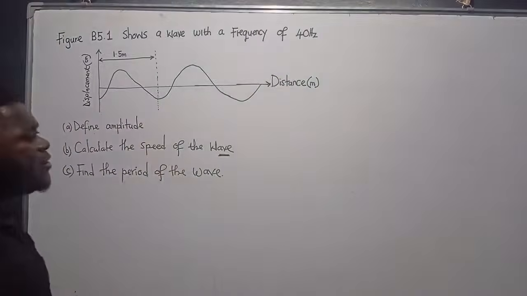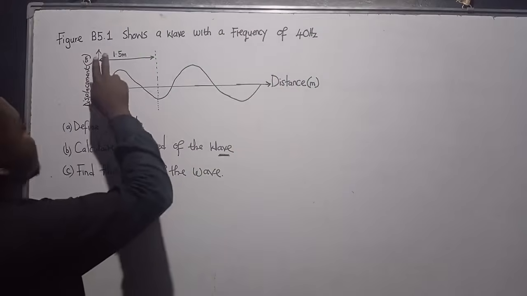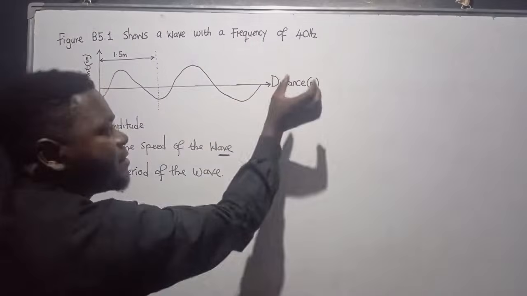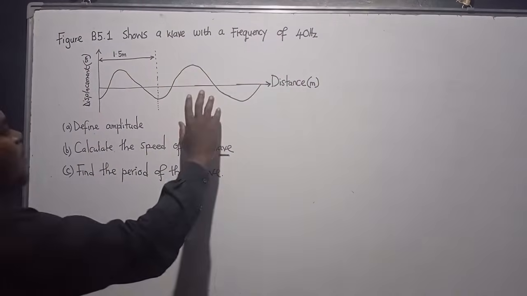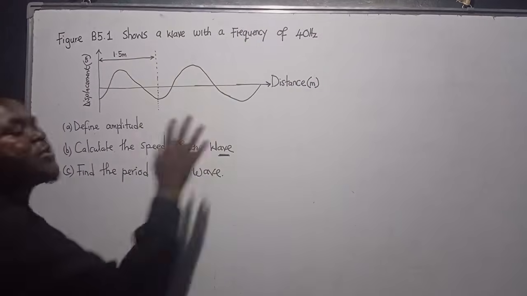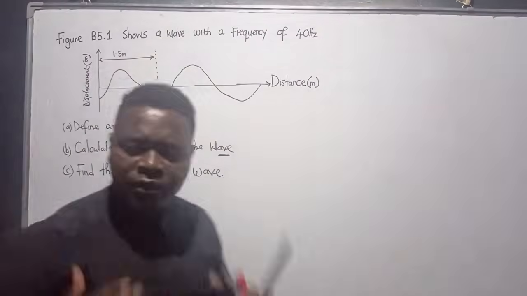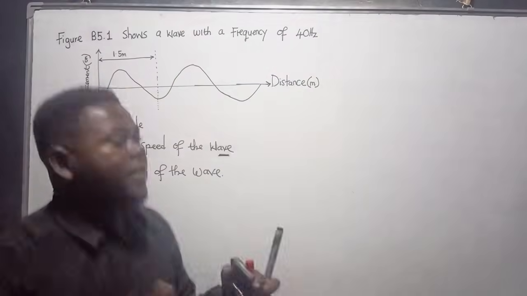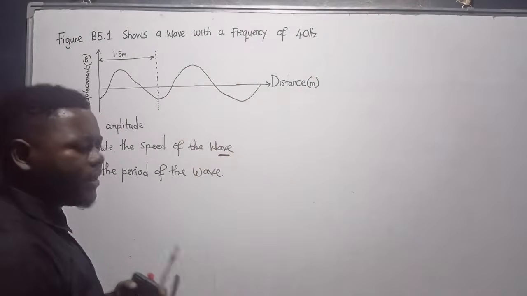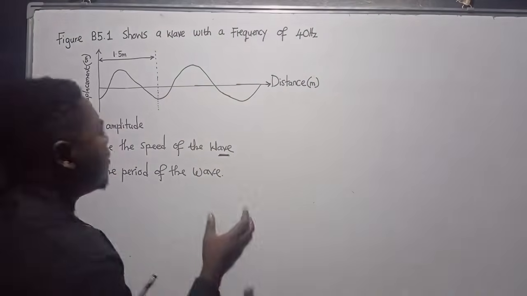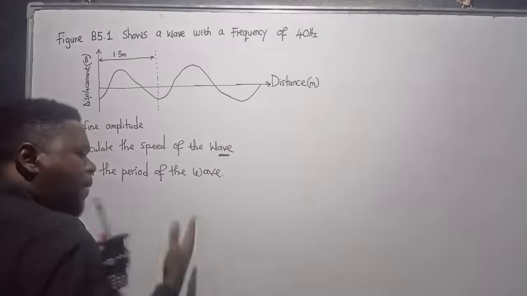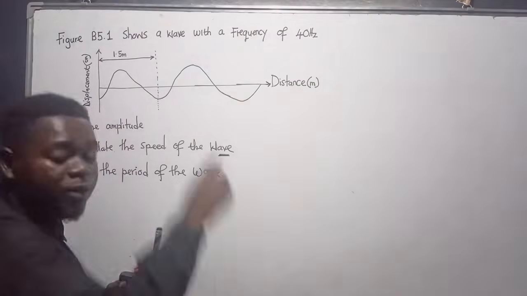So let us now dive into the question here. Figure B5.1 shows a wave with a frequency of 40 Hz. Now this is the whole diagram. You know and understand that this is an example of a transverse wave. What is a transverse wave? This is the first question that you need to solve, because in the next question they may ask you about this whole thing. A transverse wave is a type of wave whose particles vibrate at a right angle, or perpendicular, to the direction of the wave.